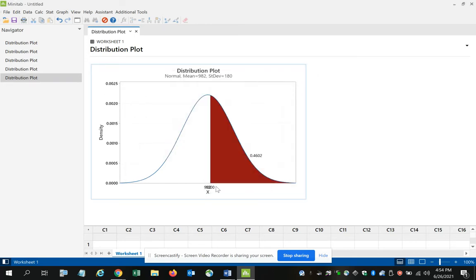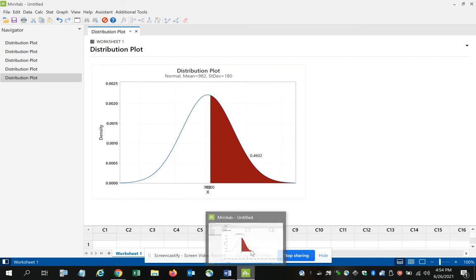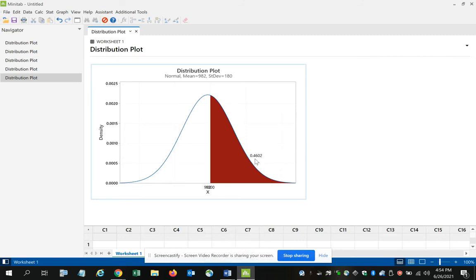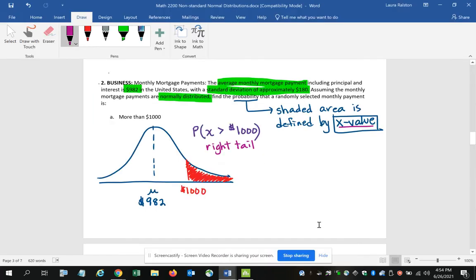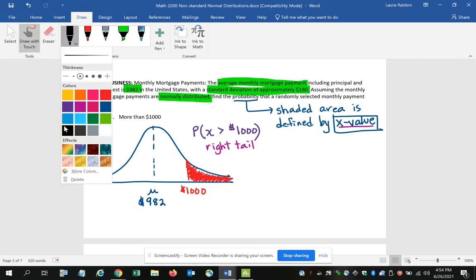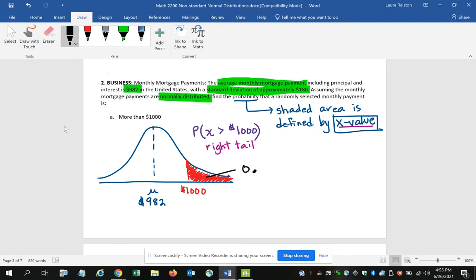Now you can't hardly see the X values on the horizontal. What you need, again, is this decimal number. And again, if you'll notice, this graph has a similar shape to the one that I drew. So the red shaded region is 0.4602. So the probability that a randomly selected monthly mortgage payment would be greater or more than $1,000 is about 46%. That's what that means.